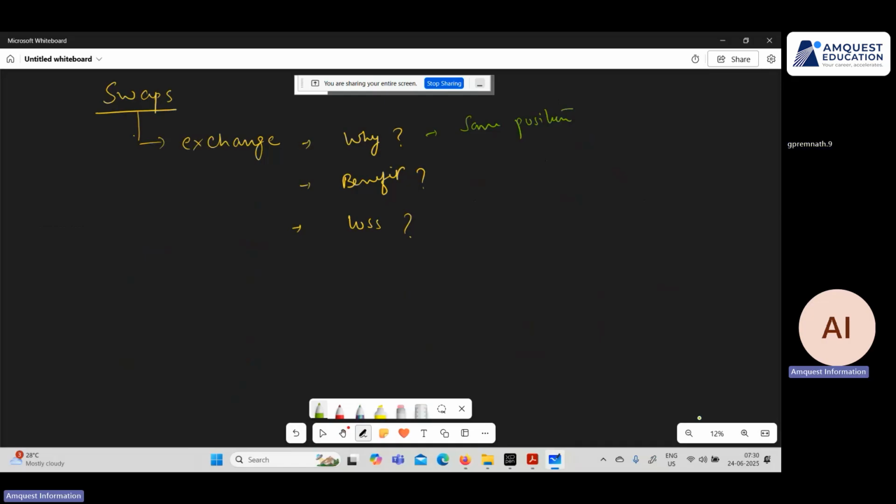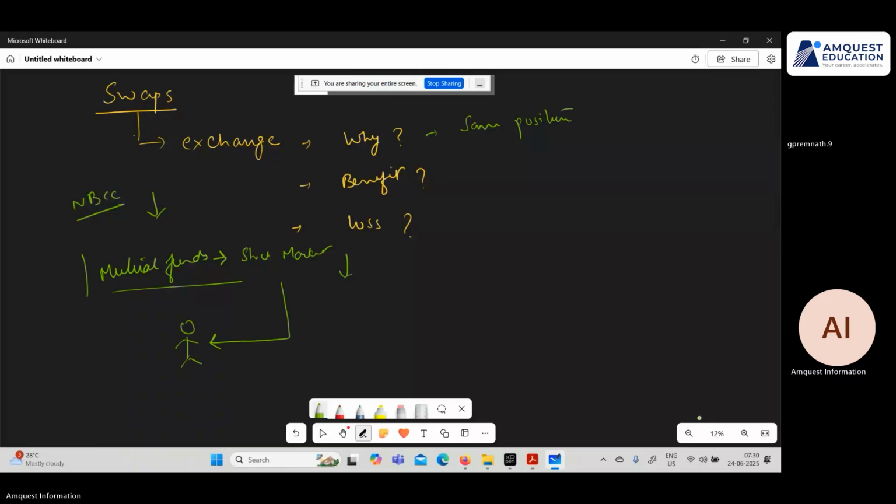Very similarly, let's take a very simple example. I hold a stock of NBCC and I think that the market will go down. Or maybe I have invested in mutual funds, which have an indirect exposure to the stock market, and I think the market is going to crash. So how about I find a person who can take these returns from me and in return give me FD return.